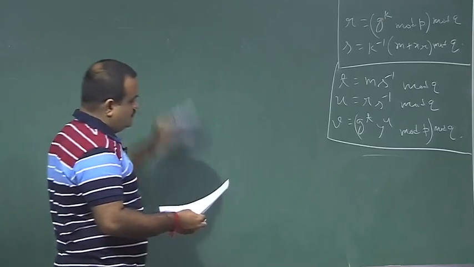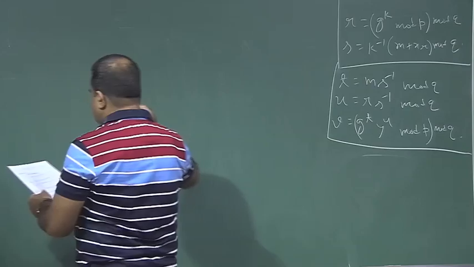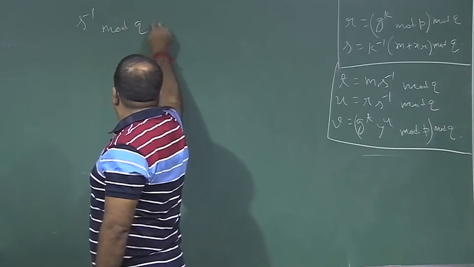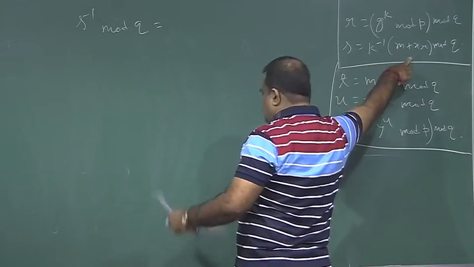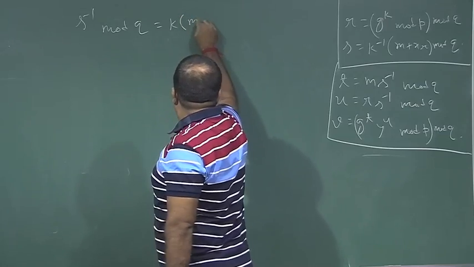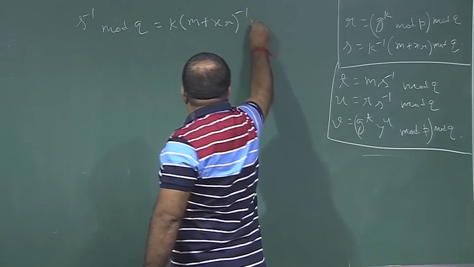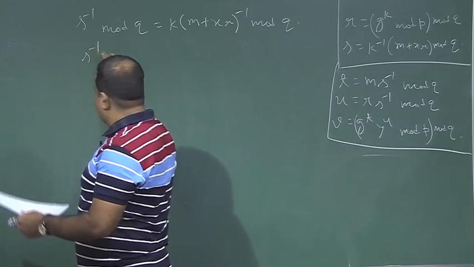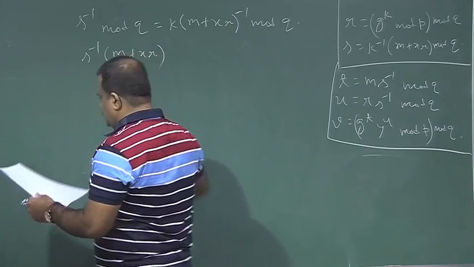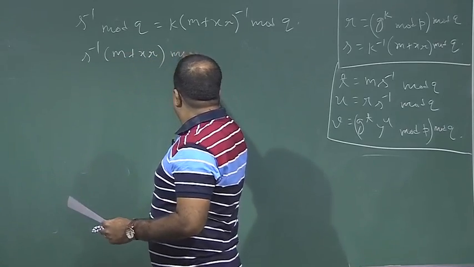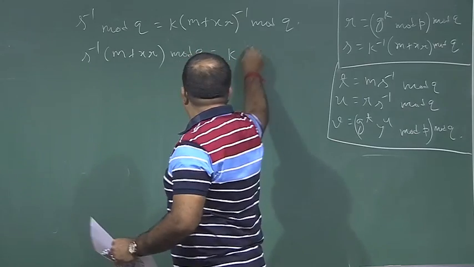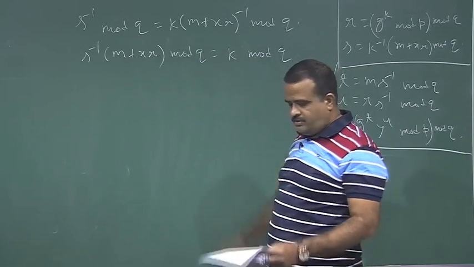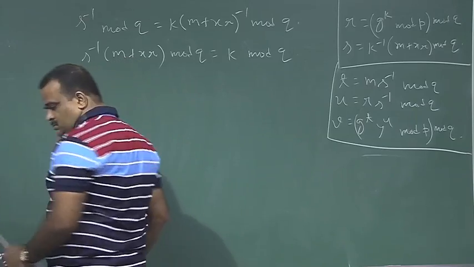Okay, so S is this. So if we take S inverse mod Q, this is the inverse of k inverse times (m plus xr) mod Q, so k into (m plus xr) inverse mod Q. Now this implies that S inverse (m plus xr), if we multiply, will give us k mod Q. Okay, so we are multiplying by m plus xr, so it will cancel out and give us k mod Q.